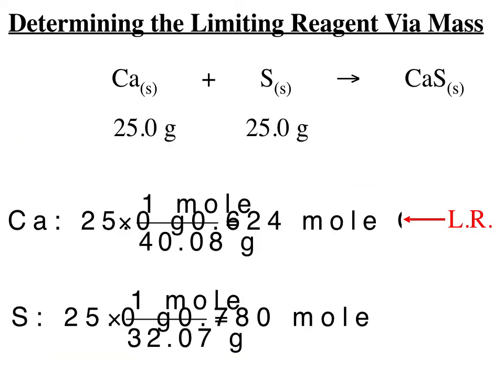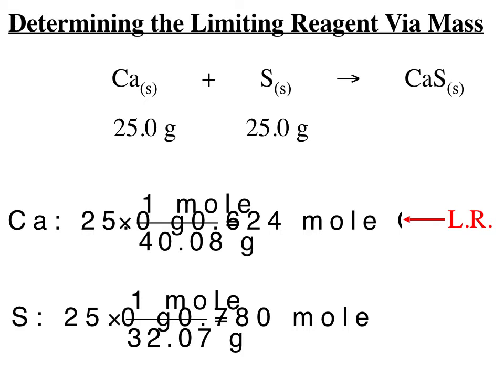Realistically, if we're going to do this process in a laboratory, we would not use mole tweezers to get the reactants out and put them into the pot. We would weigh them on the scale. So let's suppose we go to the scale and we weigh 25 grams of each of the calcium and the sulfur.